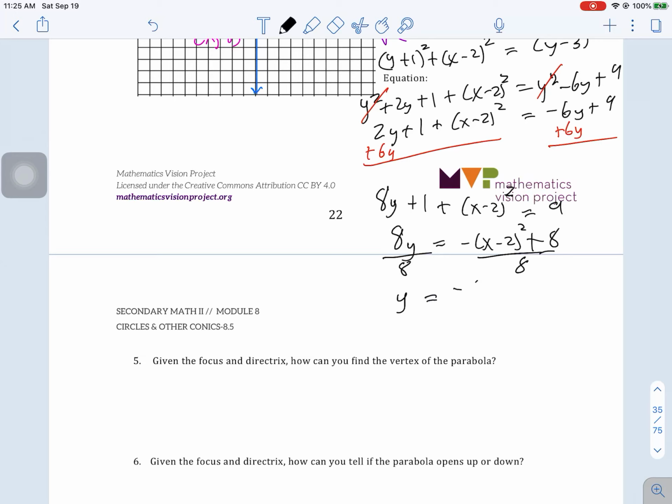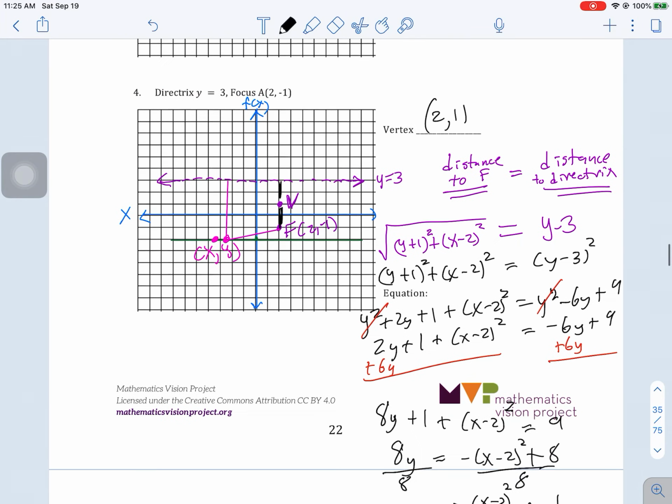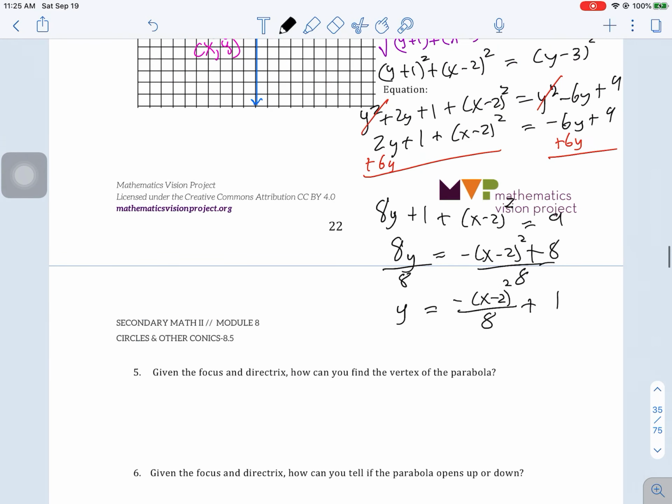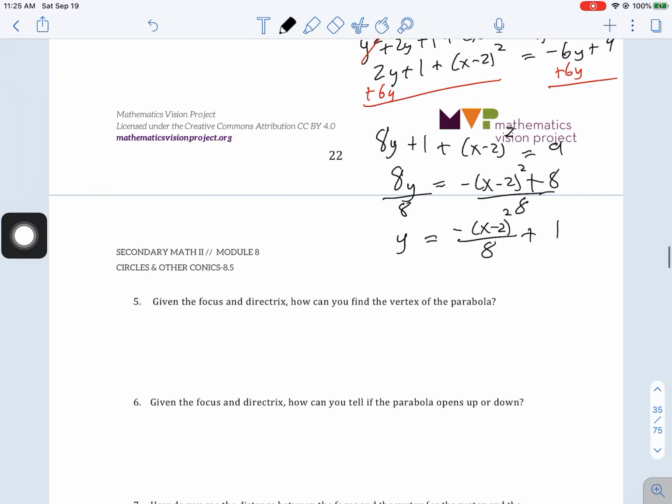So now we have our equation. Y equals negative x minus 2 squared over 8. 8 divided by 8 is 1, plus 1. Okay, that matches the vertex of 2, 1. When you look at our equation in vertex form, it'd be 2, 1.